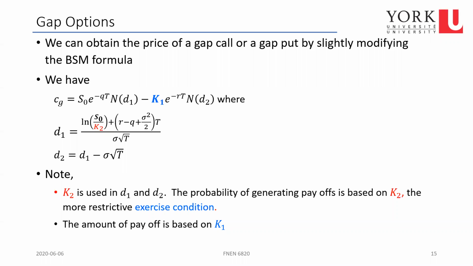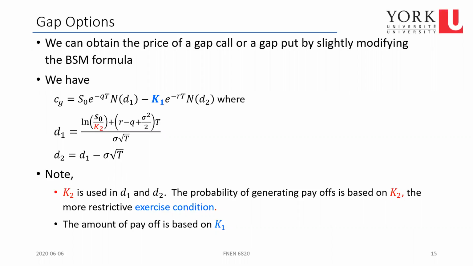The pricing of gap options is actually very simple. The only difference between a gap option and a regular option is that for gap options, the probability must be calculated based on K2 rather than K1, but the payoff itself is based on K1. So there's a difference between the exercisable condition and the payoff, whereas in the regular option, there's only one strike price, which determines the exercisable condition as well as the payoff itself.